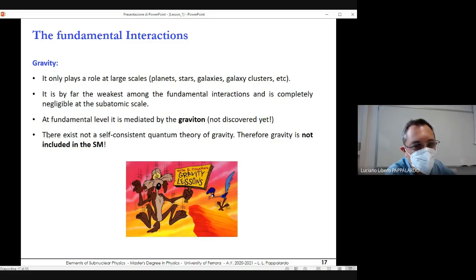At the fundamental level, gravity is mediated by a gauge boson called the graviton, which is supposed to exist, but it has not been discovered yet. And most importantly, there does not exist today a self-consistent quantum theory of gravity. Therefore, gravity is not included in the Standard Model. Okay, so we will just forget about gravity. We don't have a quantum theory of gravity, and also gravity is completely negligible at the subatomic level.